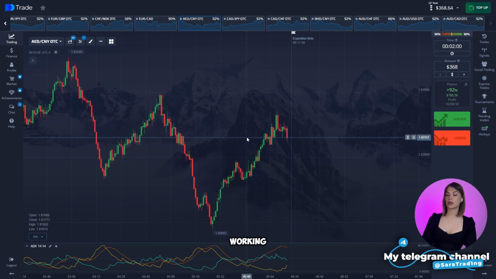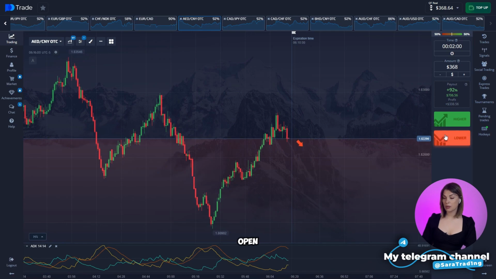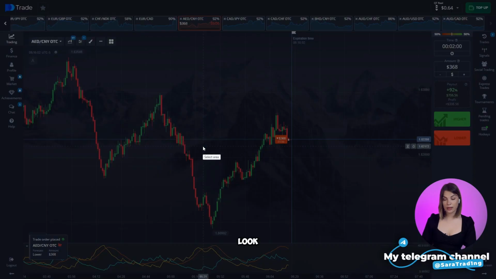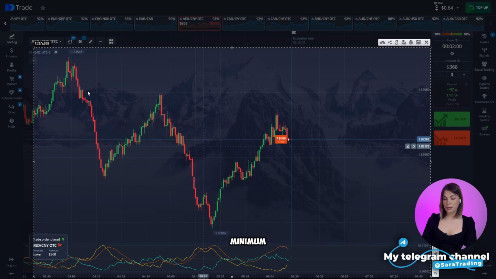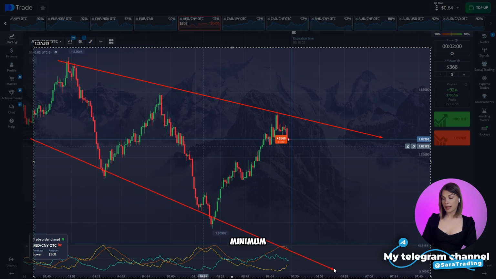So friends, we're working with this asset. I open a position here for sale at this point. Look carefully. Initially here we can note that we are updating local minima and updating local maxima. That is, each minimum and maximum is lower than the previous one. The trend is obviously downward.